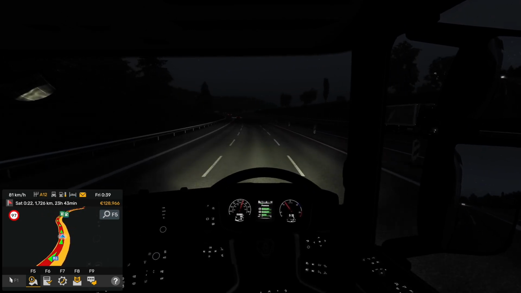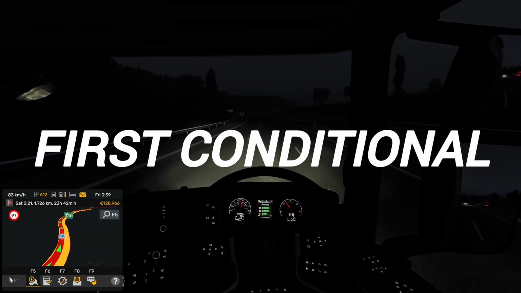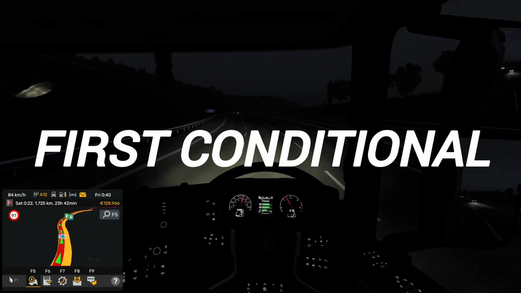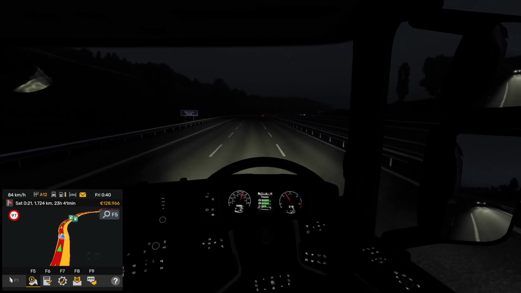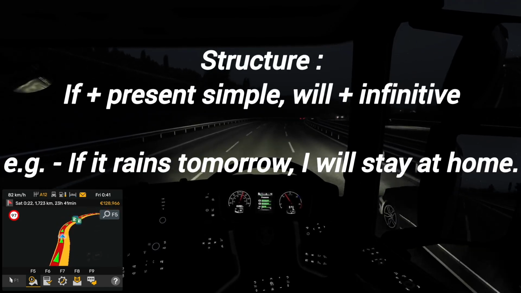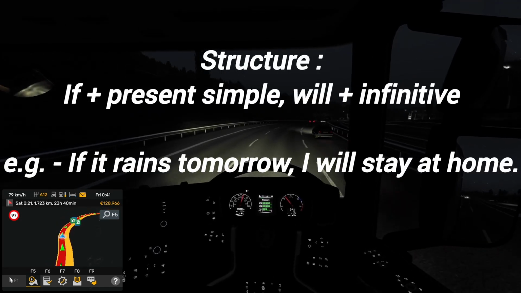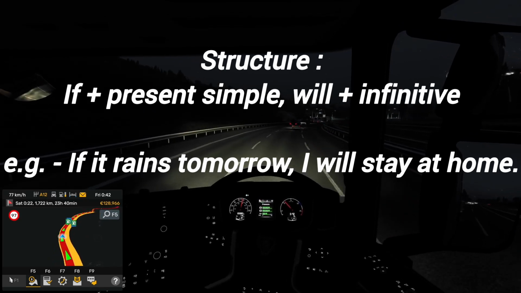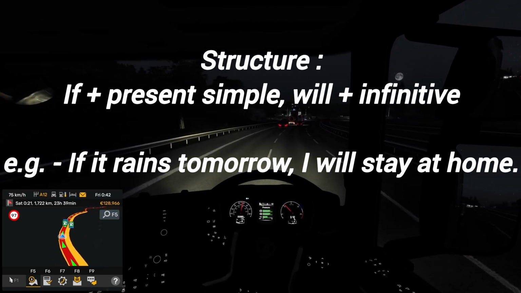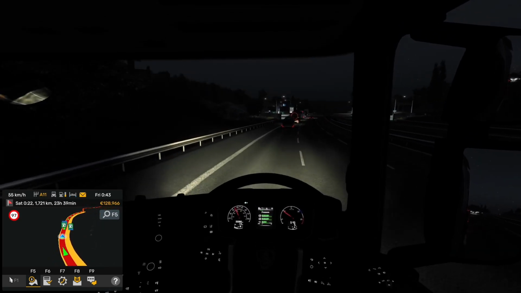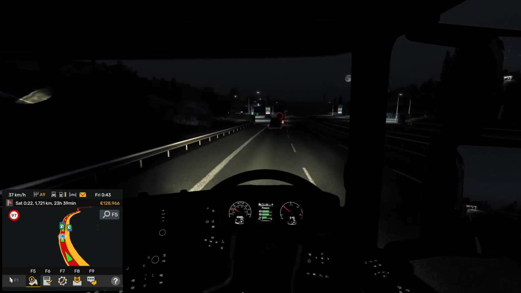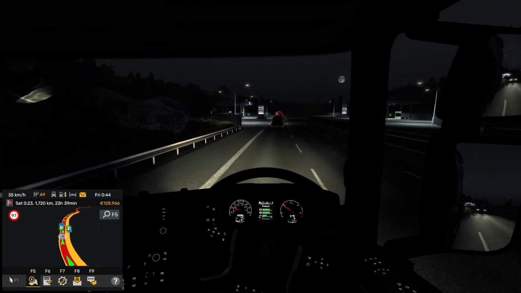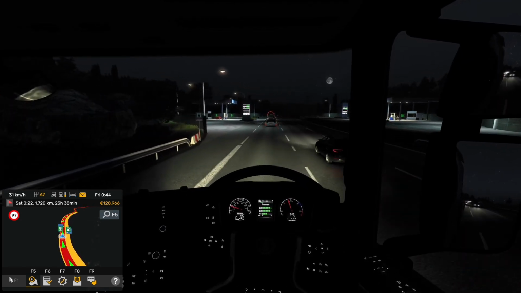Now let's move on to the first conditional. This one's about real and possible situations in the future. The structure here is, if plus present simple, will plus infinitive. For instance, if it rains tomorrow, I will stay at home. We use the present simple after if to talk about a possible future situation, and will in the main clause to talk about the result.